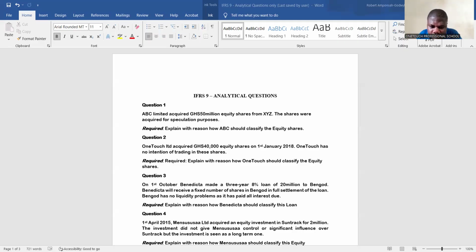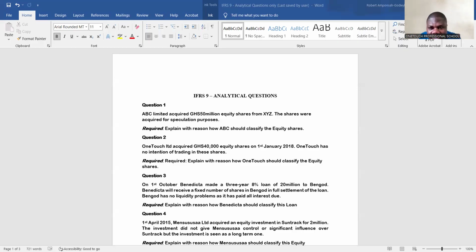So equity at fair value through P&L. Benedicta bought a loan note. It should be at fair value through profit or what? Loss. Yes, it is a financial asset at fair value through profit or loss.